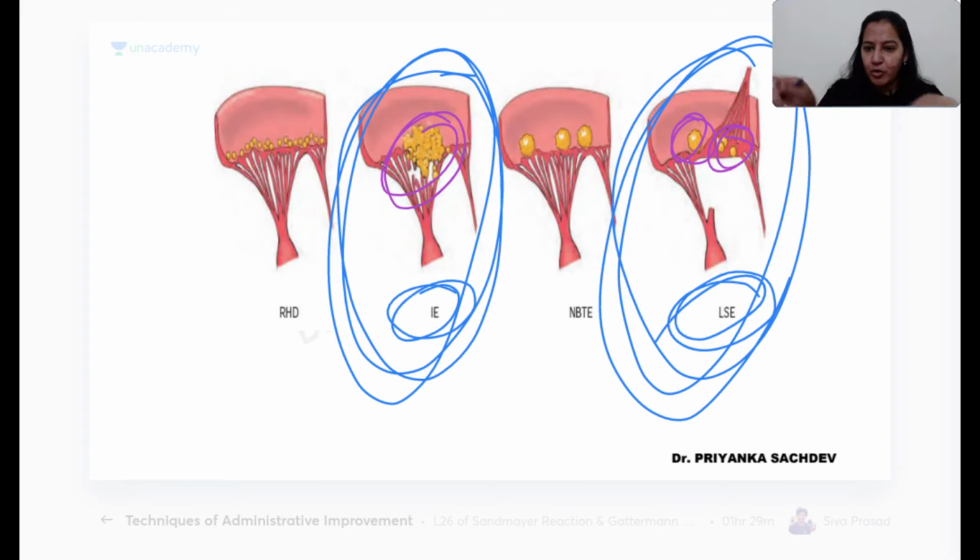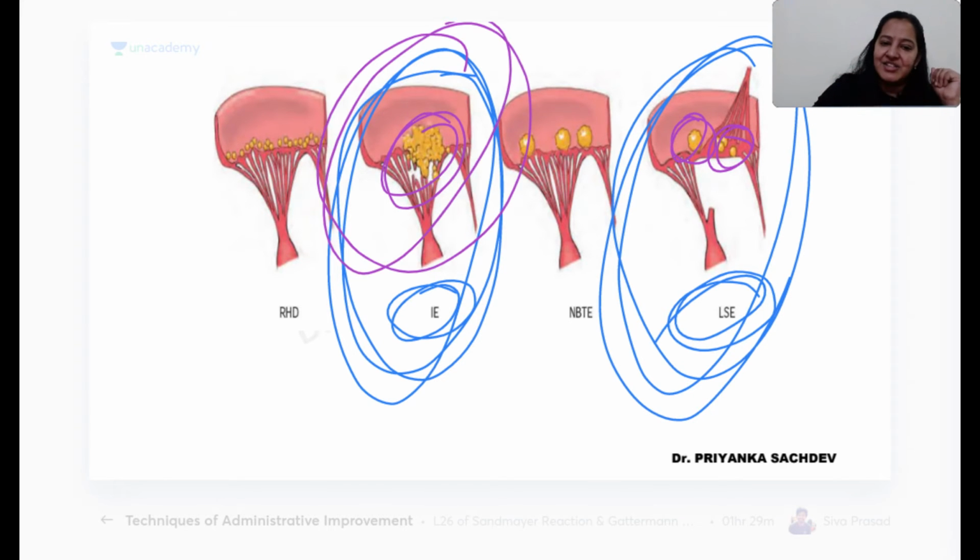And which is the largest one? In चारों में से सबसे बड़ा कौन है? Infective is the largest. Can you see इतना बड़ा single vegetation is there? It is not multiple. It is single बड़ा सा vegetation है. So largest one कौन सा है? Infective. So this is a beautiful diagram from Robbins showing all the conditions.